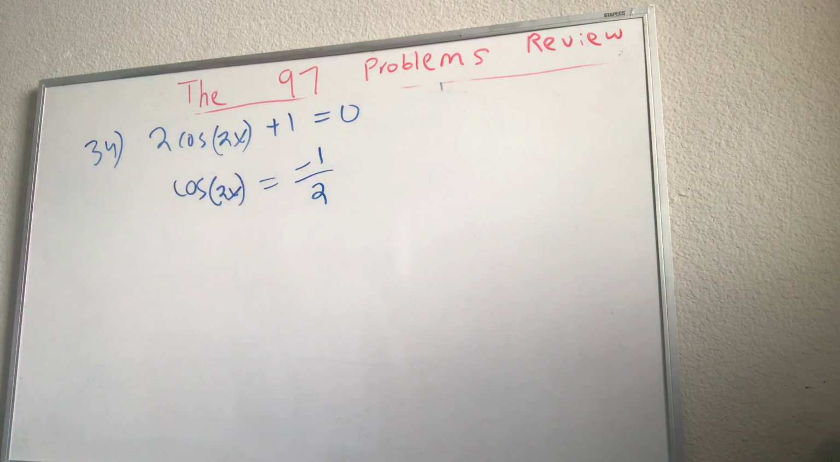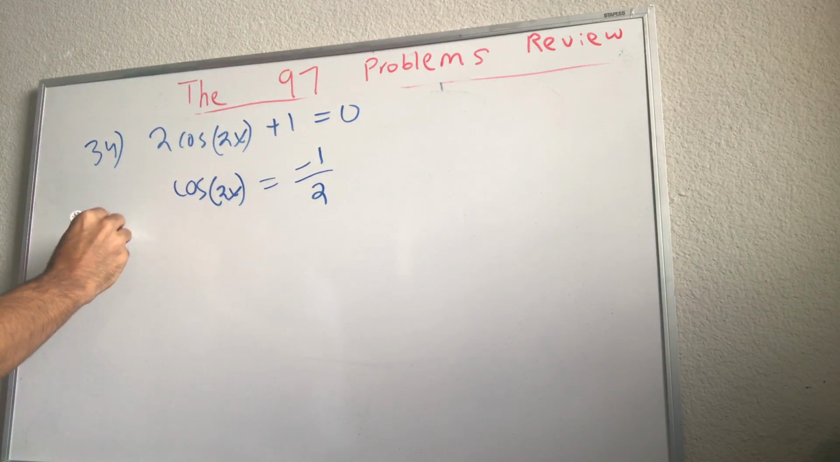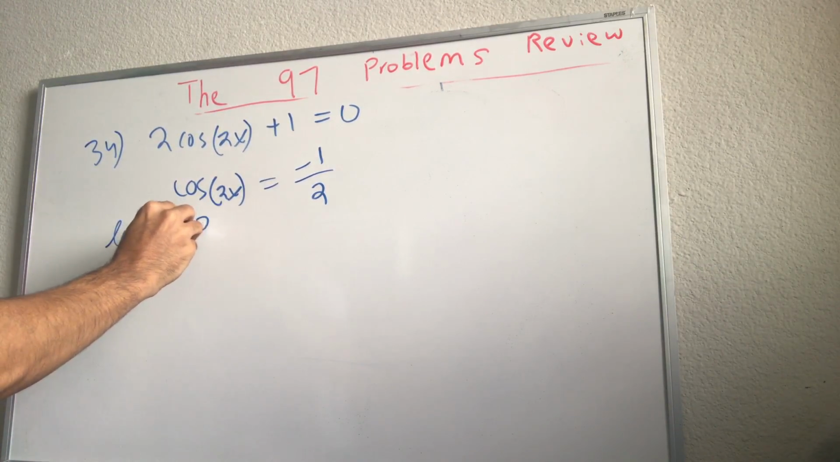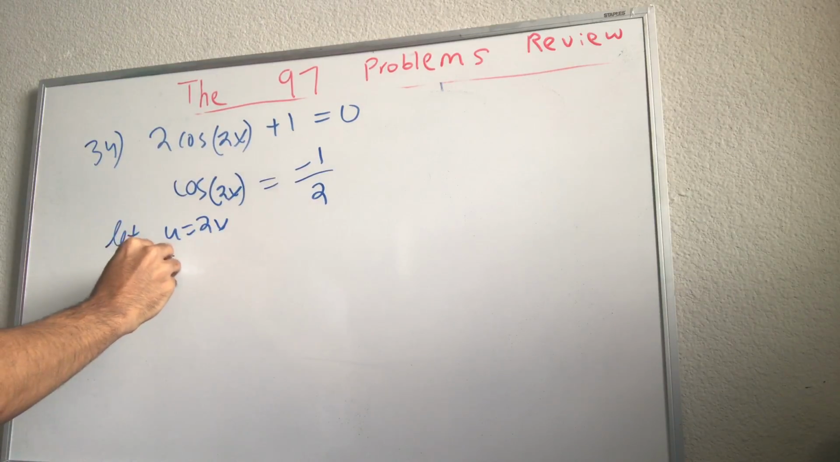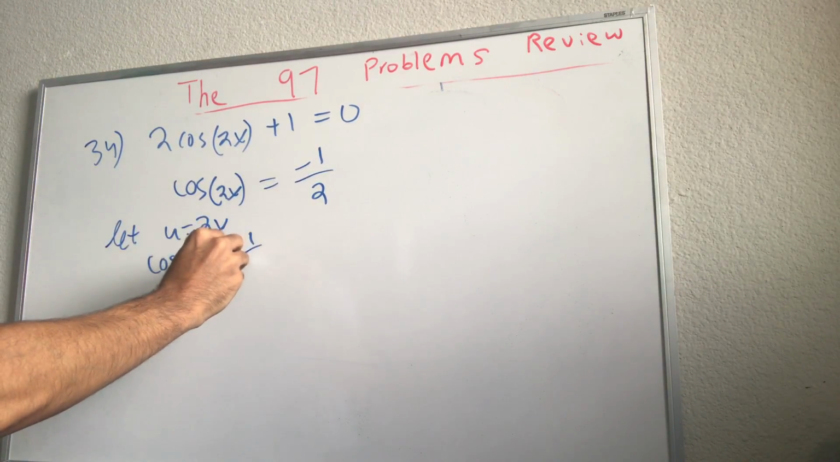Now the thing here is, if you recall from one of my previous lessons, I said that you want to say that some variable is equal to 2x, solve from there, and then add 2 pi n. That's the best way to determine all the possible angles that satisfy this equation. So let u equal 2x. We know that cosine of u is equal to negative 1/2.